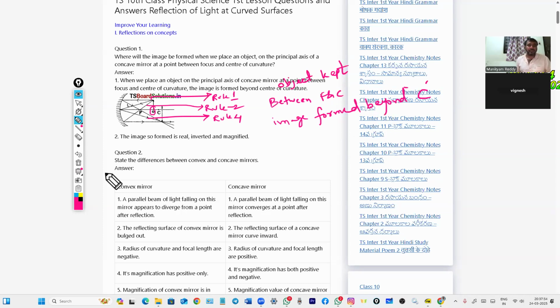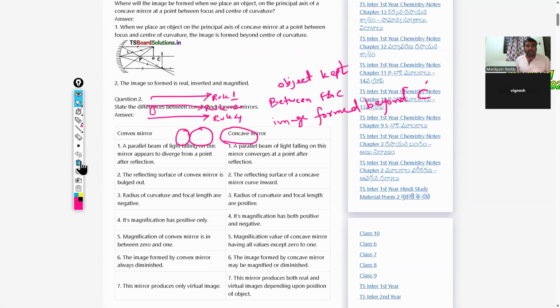Next question. The image is a real image, an inverted image, and a bigger image, enlarged or magnified. Real image, inverted image, and magnified image.